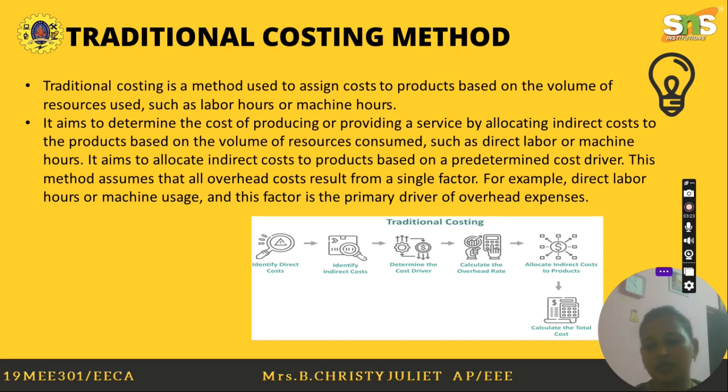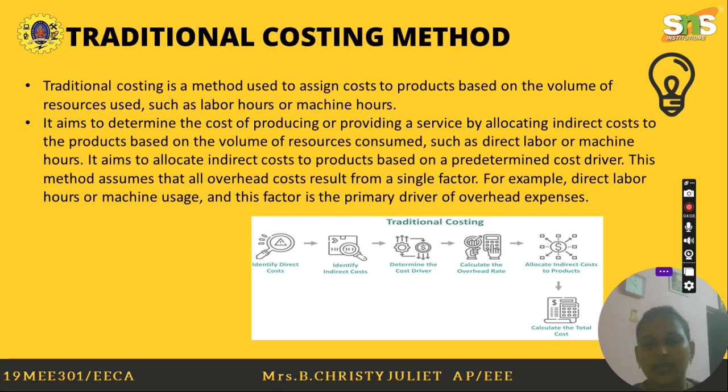Here we have given a small pictorial representation of a flow chart showing how traditional costing is done. First, we have to identify the direct cost and then identify the indirect cost, then determine the cost drivers. When we are finding the indirect cost, there will be different factors that come into the picture, but only certain factors will be the driving force or deciding factor for fixing the cost. So determine those cost drivers and then calculate the overhead rates.